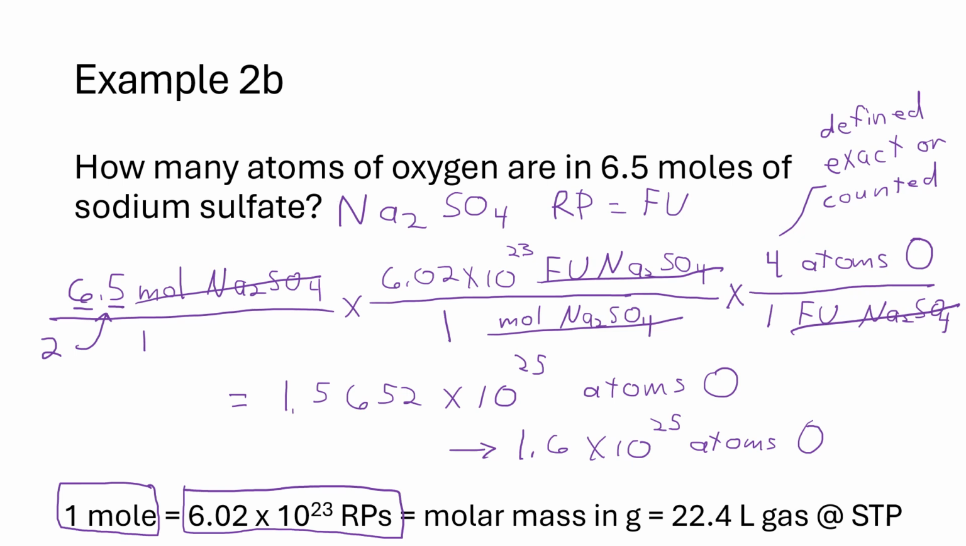So with numbers like that, there is no uncertainty. There are exactly 4 oxygens in 1 formula unit. If there's no uncertainty, significant figures don't apply. So the number that it would matter for is that 6.5 moles. So we're going to round our answer to 2 sig figs, just like the 6.5 moles have.